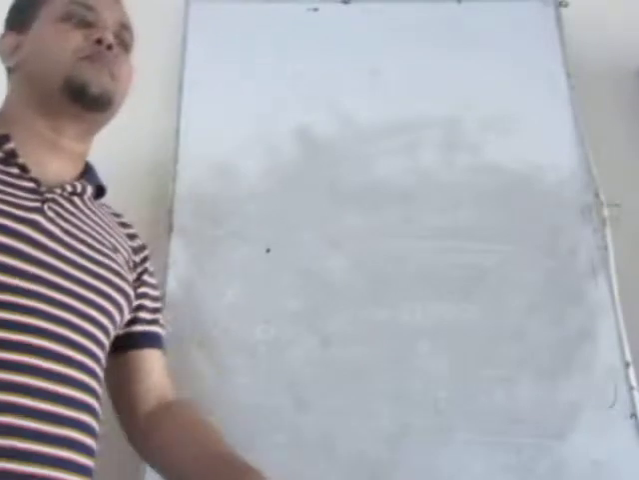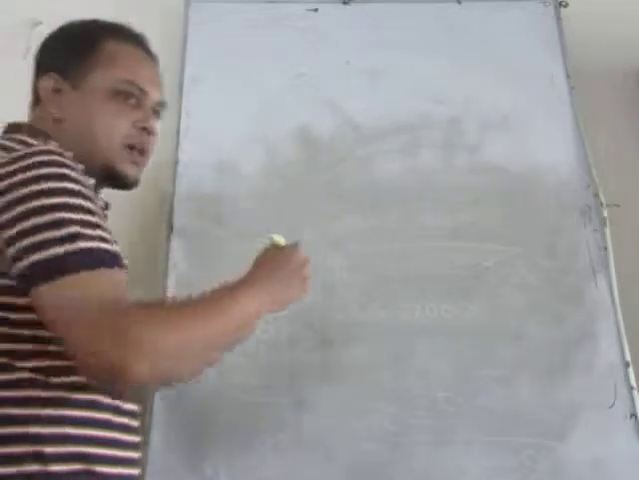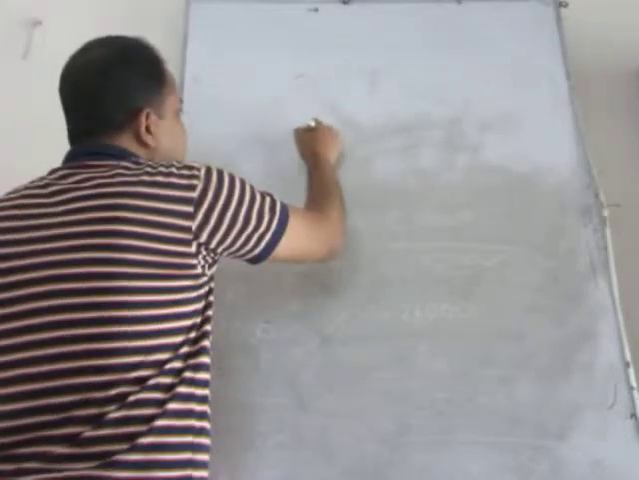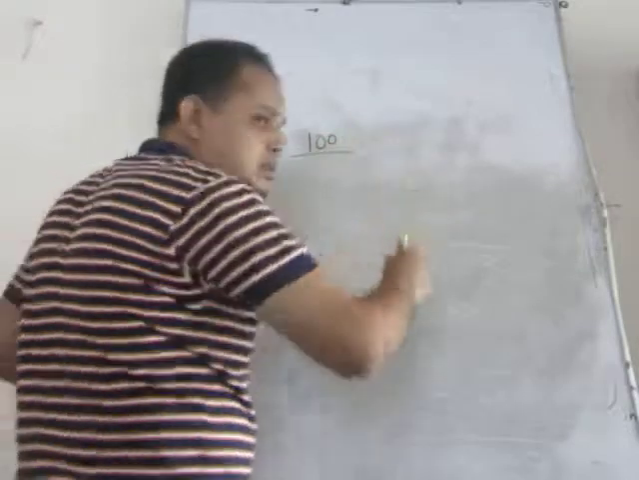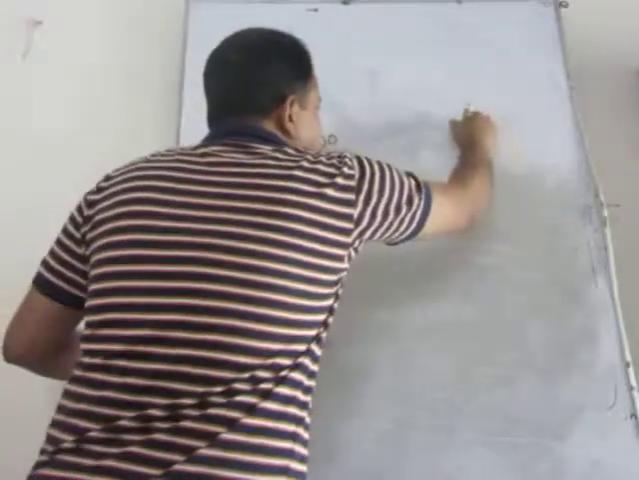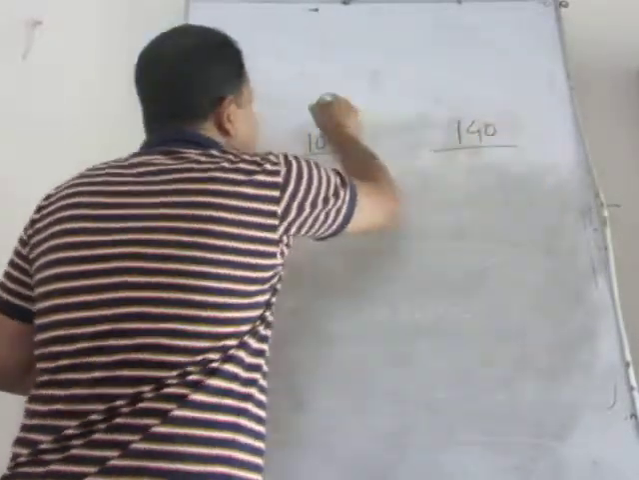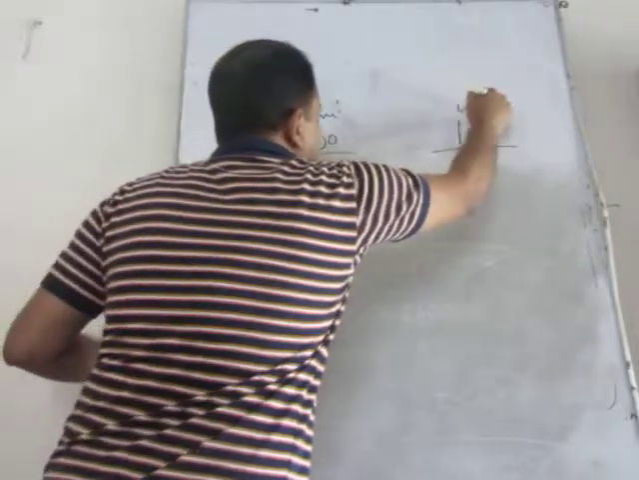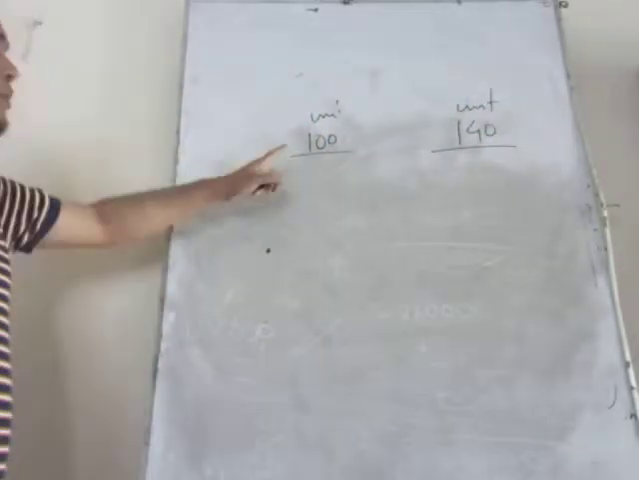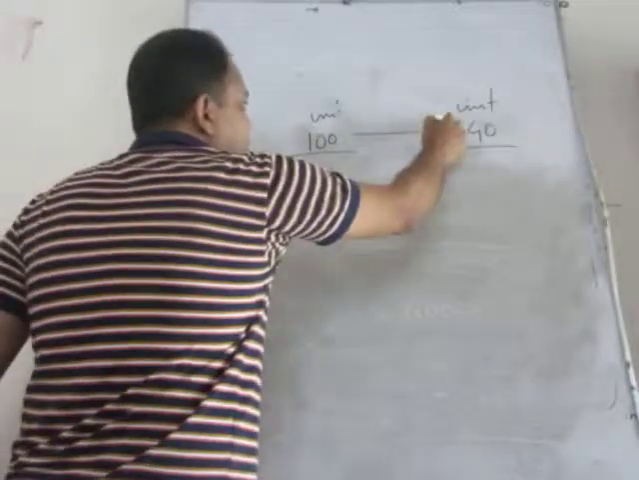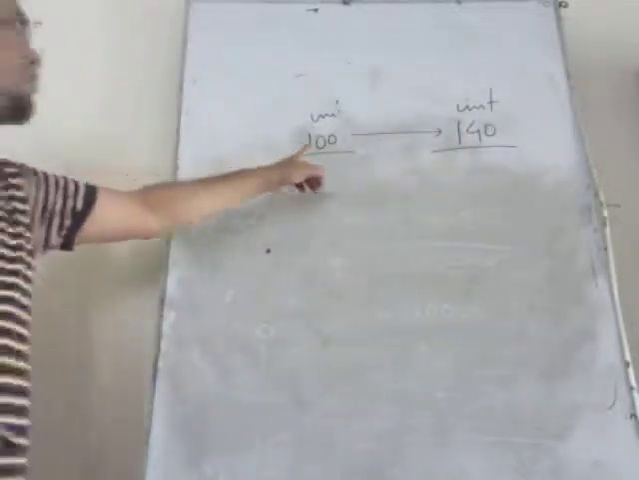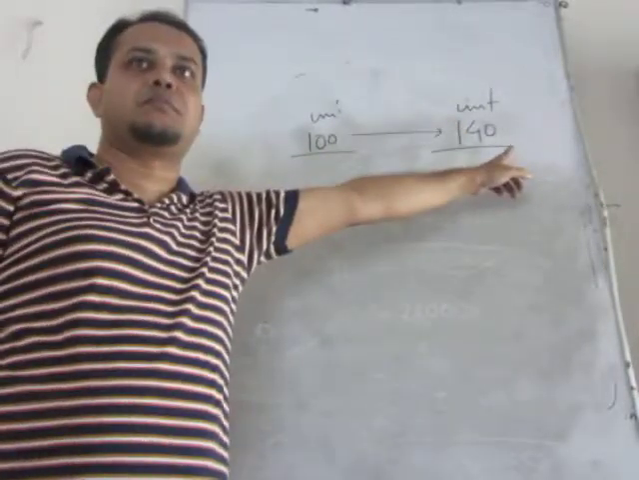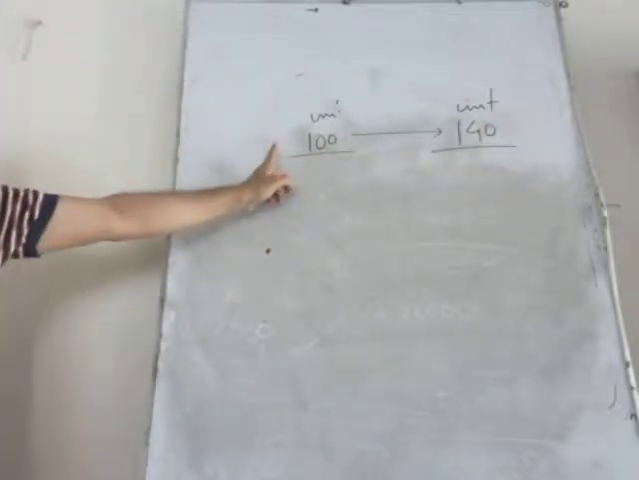I will go for another important question, that is 25. 25 is a very important question. Here you are provided units 100 and 140. That means when you are producing more, 140 rather than 100, that means you are producing more.